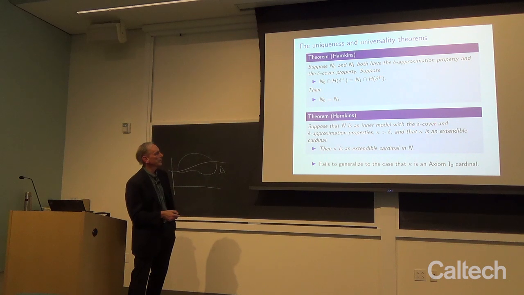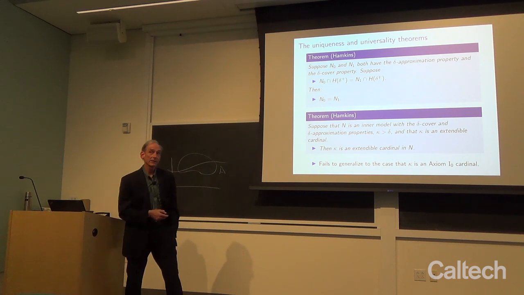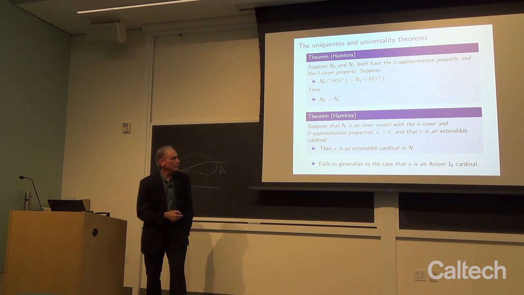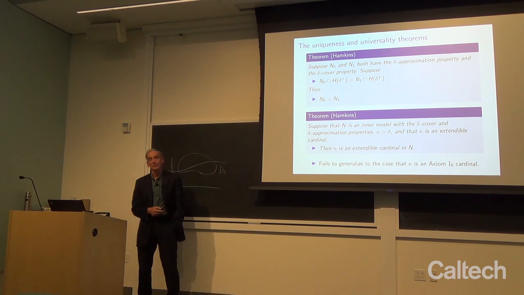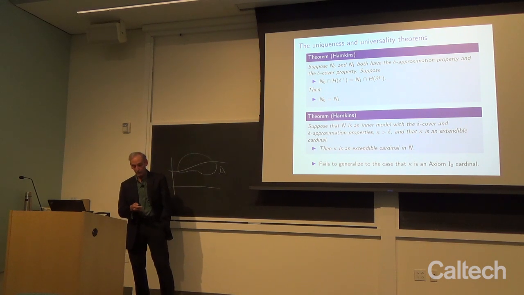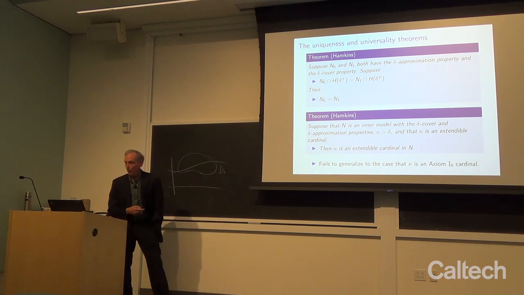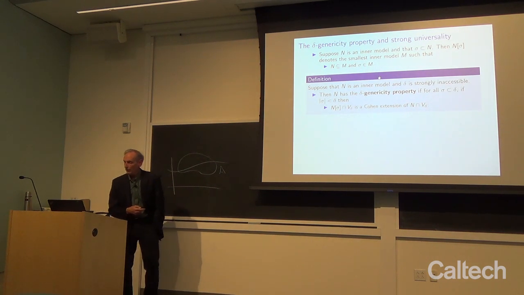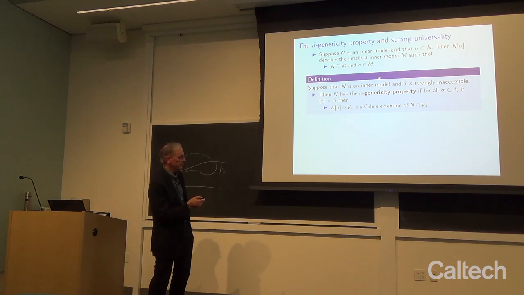Suppose N is an inner model with the delta cover and approximation property, kappa is bigger than delta, and kappa is an extendable cardinal. Then kappa is an extendable cardinal in N. Now, this fails to generalize to the axiom I0, and we want to get at all large cardinals. So we need a third property, and that's the delta generosity property. Suppose N is an inner model and sigma is a subset of N. Then N[sigma] is the smallest inner model M such that N is included in M and sigma belongs to M.